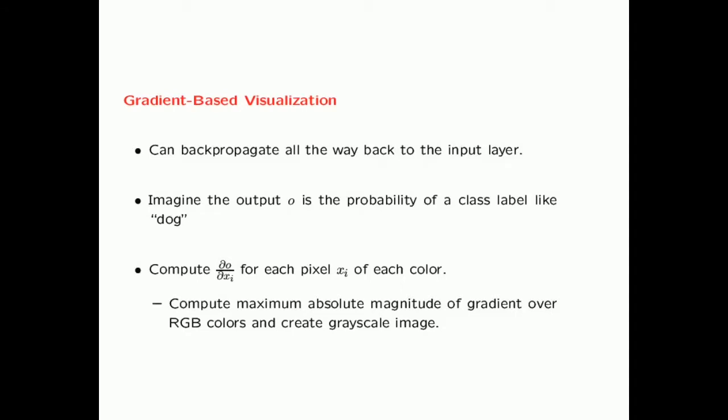And then over the three channels, red, green, blue, you can calculate the absolute magnitude of del O by del xi, and set it to a single channel. So you can create a single grayscale image using this approach, by taking the maxima over the three colors. That way you'll get a 24 cross 24 image, and let's look at what these images look like when you use this approach.